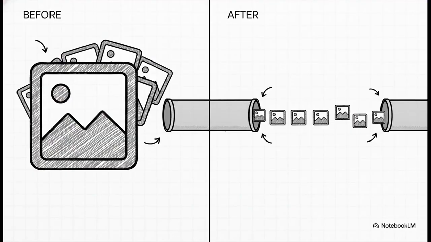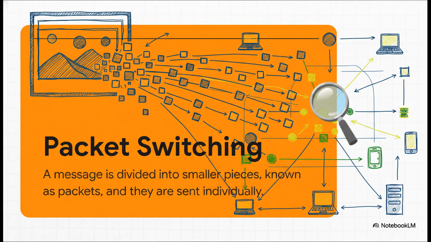Your photo doesn't travel as one big file. No way. Trying to send a huge file all at once would be like trying to shove a cruise ship down a garden hose. It would just clog up the whole system for everyone. So the network does something much smarter. It uses a method called packet switching.